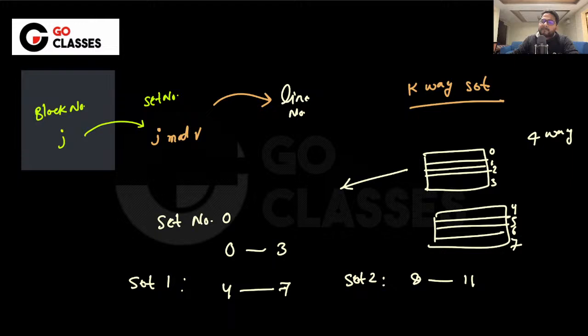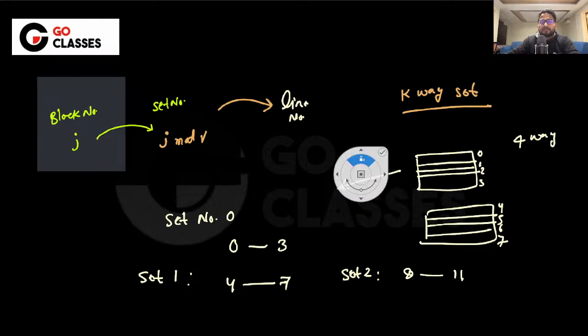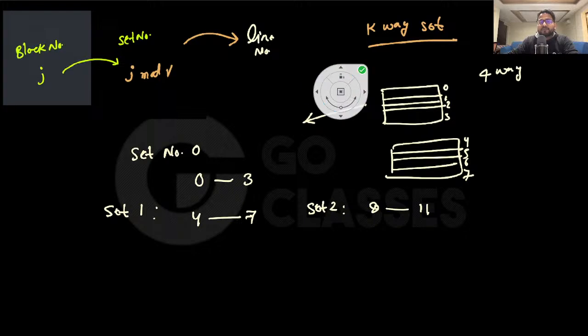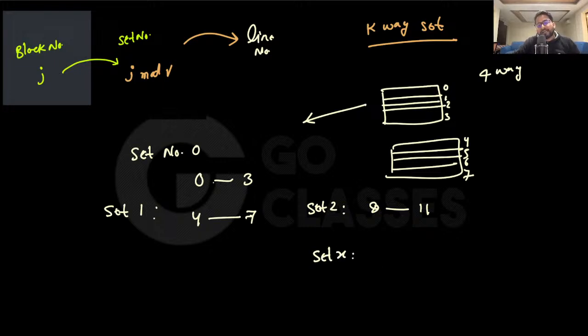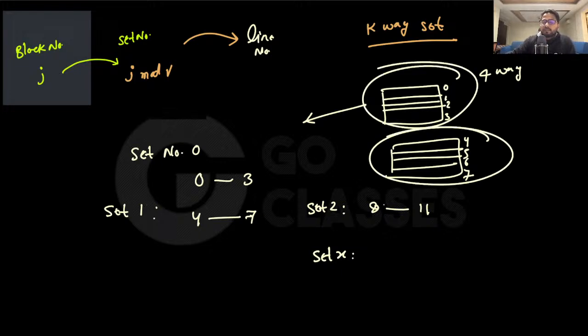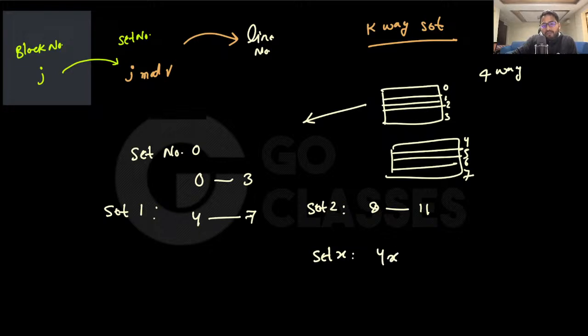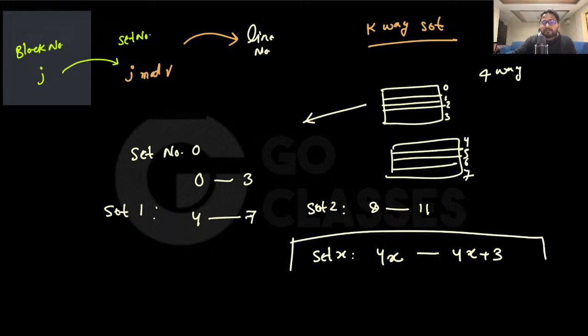Right? So given any set number, let's suppose x, can you tell me for the set number x, what are the possible lines? Set number x will range from which line to which line? See here, set number 0, 0 to 3, set number 1, 4 to 7, which means it will be containing 4, right? And then 4. So basically 4x, right? If you notice, it will be 4 into this, 4 into this, 4x to 4x plus 3, I think, right? Okay. So set number x will be having these lines.